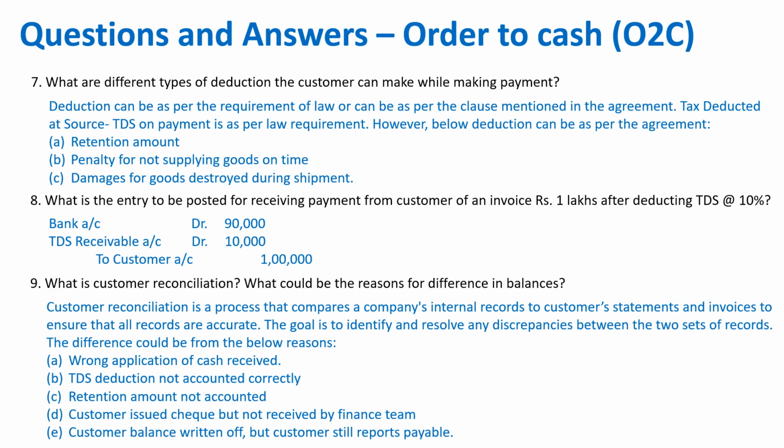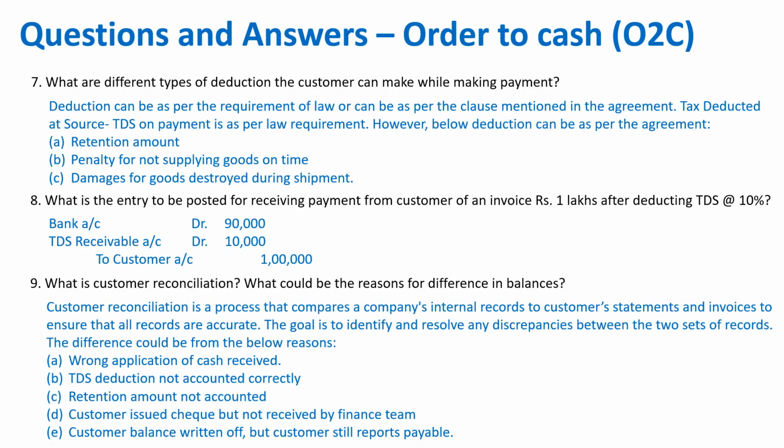Wrong application of cash received. That means you have received the money for X invoice, but you are accounting it in Y. TDS deduction not accounted correctly. That means you have not recorded, or you have missed recording, the TDS amount. For example, in question number 8, if the accountant who is posting the entry misses the TDS receivable entry, then he will post the entry bank to customer 90,000, and the customer will still be showing 10,000 receivable. So you have to ensure that whenever TDS is deducted by the customer, at the same time the supplier also records the TDS deducted. Otherwise, it will show an overstated customer balance.